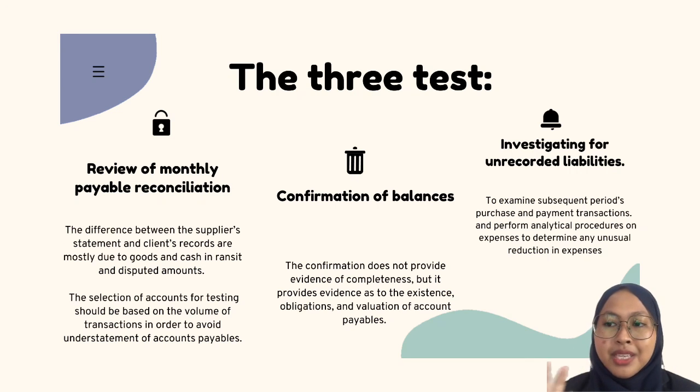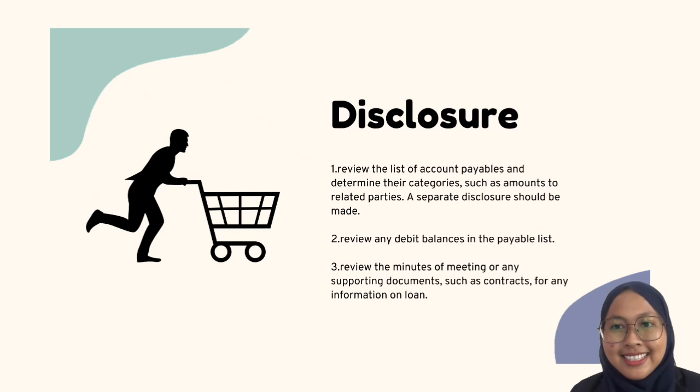It is to examine subsequent periods' purchase and payment transactions. Lastly is the disclosure. First, review the list of account payables and determine their categories, such as amounts owed to related parties. A separate disclosure should be made. Second, review any debit balance in the payable list. Third, review the minutes of meetings or any supporting documents, such as contracts, for any information on loans.